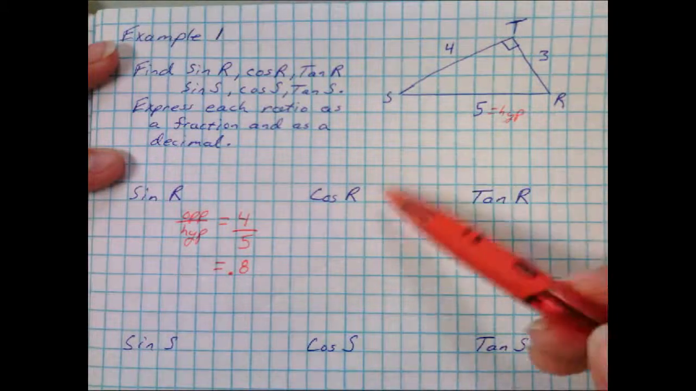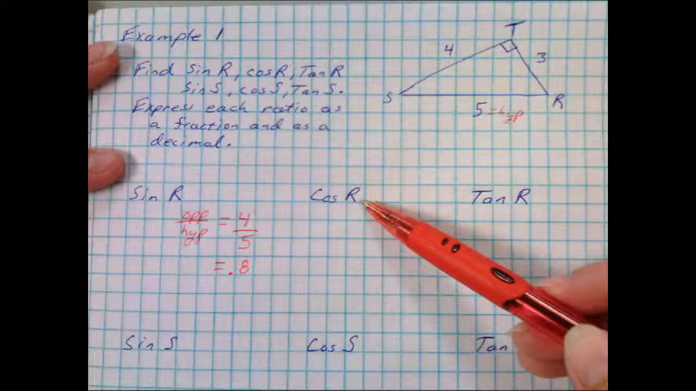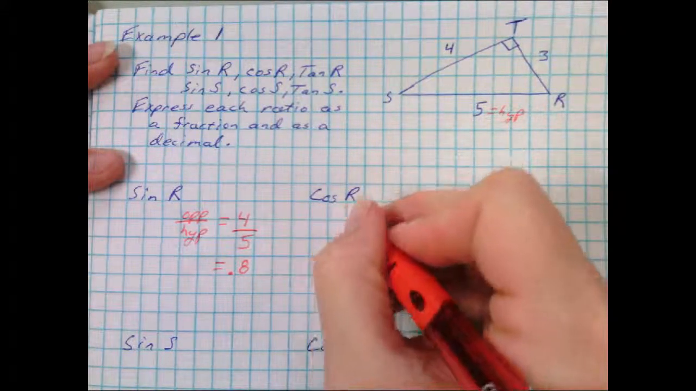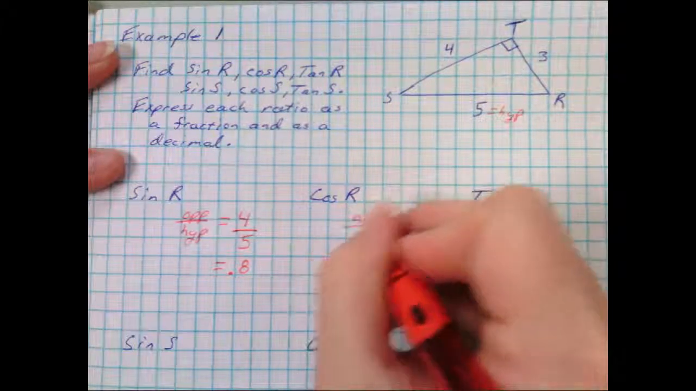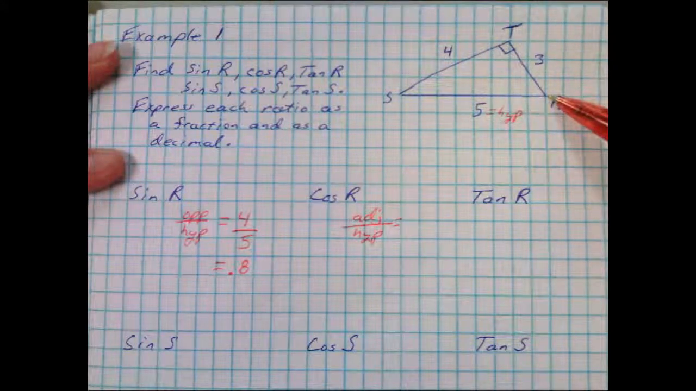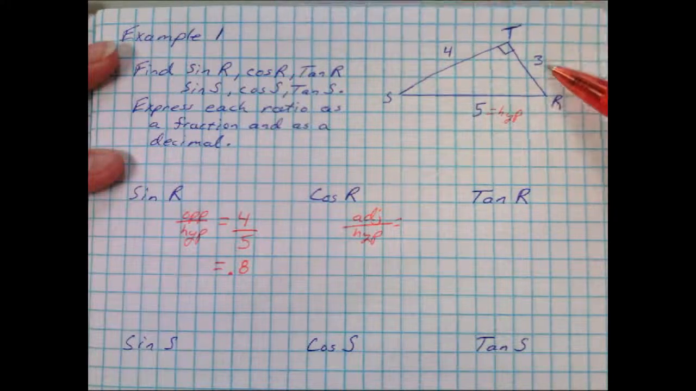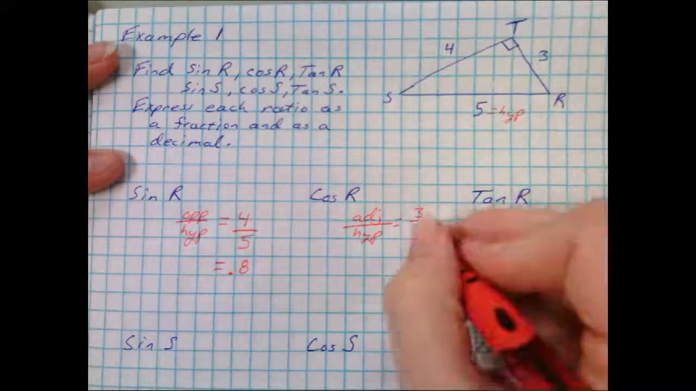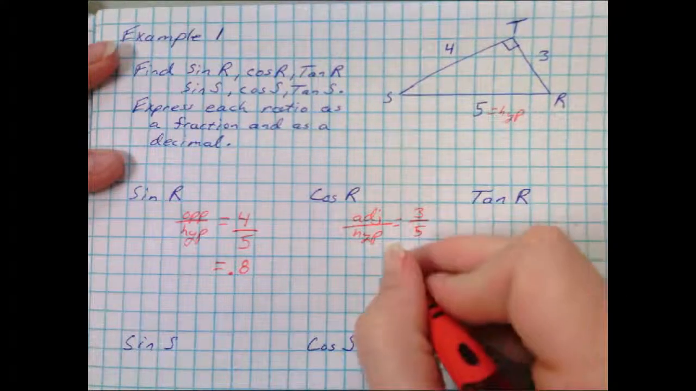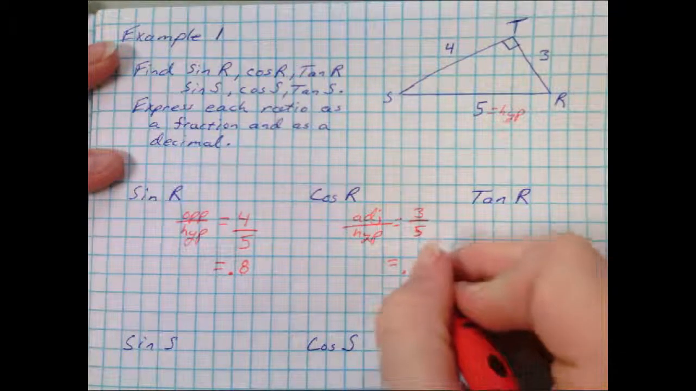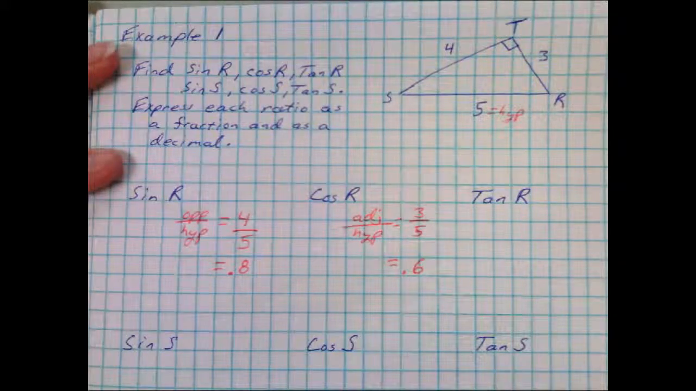Okay, so then the next one we're going to do is cosine of R. For the cosine of R, we're dealing with adjacent over hypotenuse, so I'm going to write that down here. Looking at R again, the adjacent side, the leg that's touching angle R, is 3. So 3 over the hypotenuse, which is 5. So 3 divided by 5, you can punch that in your calculator if you need to, that is 0.6 or 6/10.